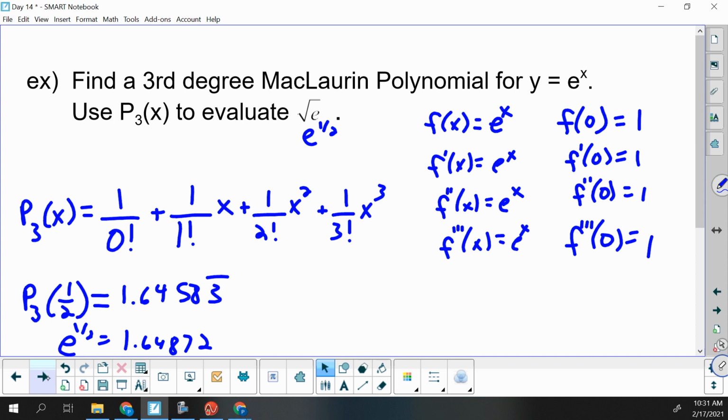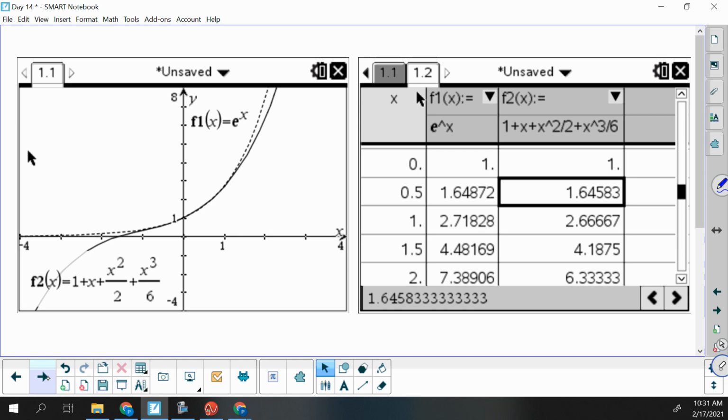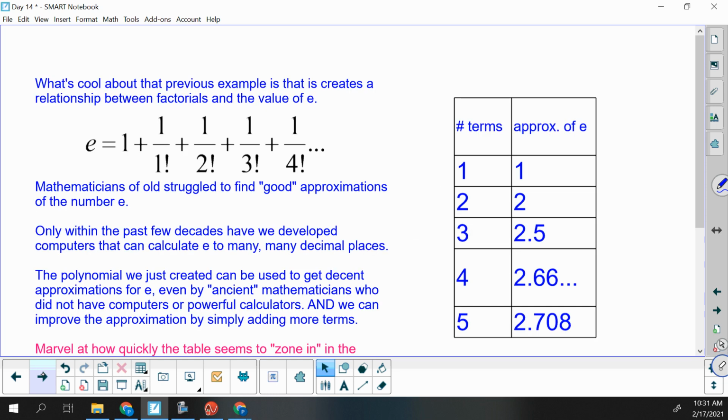And if you go to the next page, you can see we're matching exactly at our center. As we move further away, the approximations for our polynomial are not as good. If we wanted them to become better, we could add more terms. So we just created a relationship between factorials and the value of e.